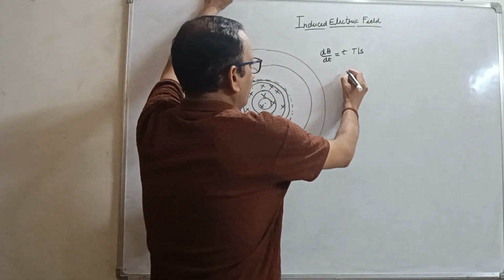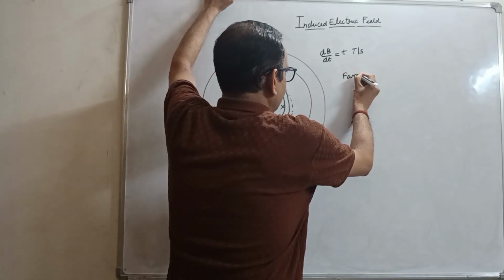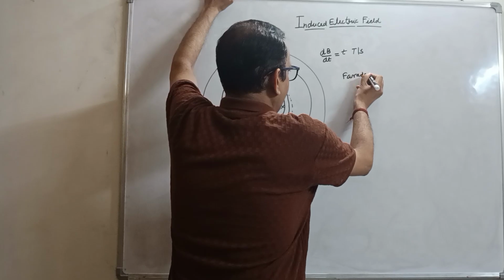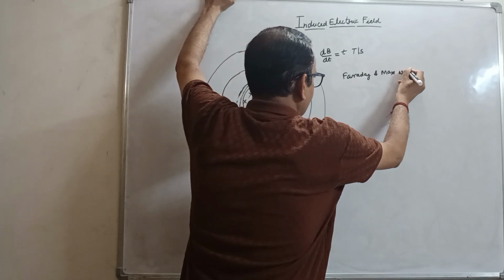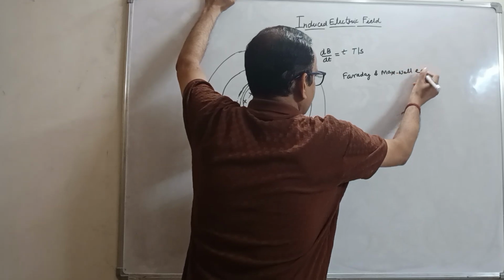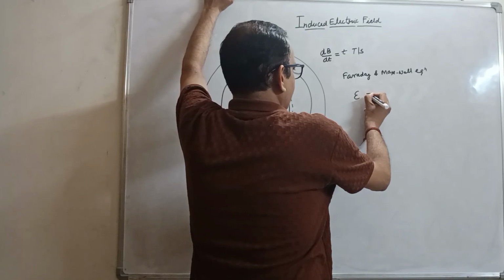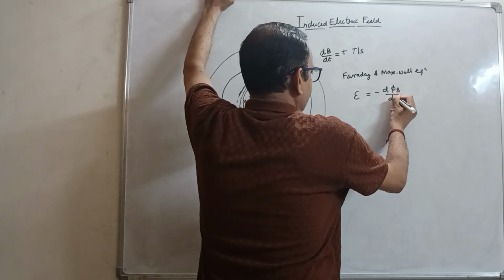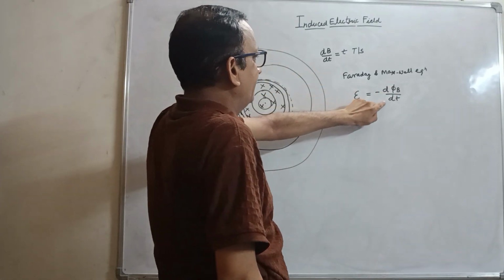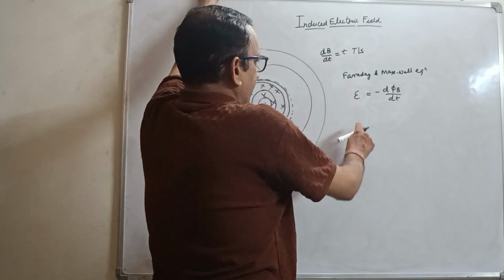So we know the Faraday and Maxwell law equation, that is induced EMF will be minus d phi B by dt. This is the change in magnetic flux, that is equal to induced EMF.